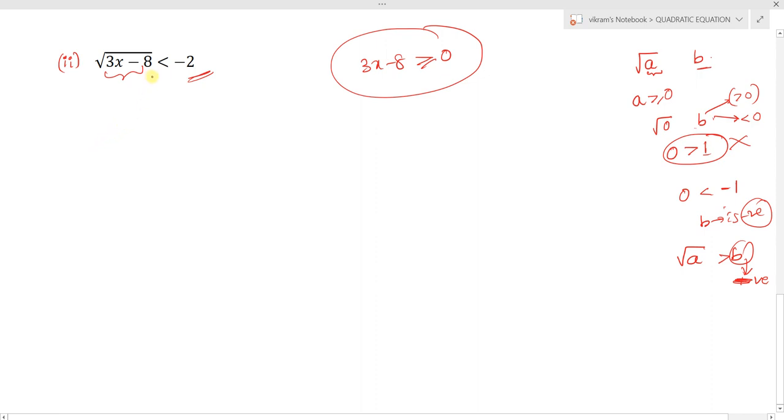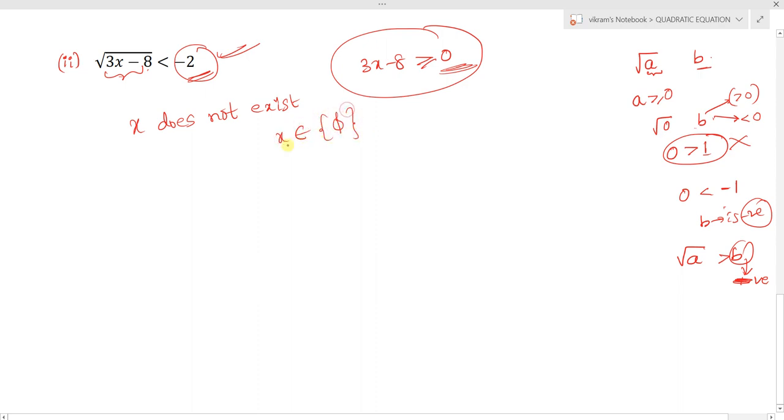The square root of a quantity is always positive. 3x minus 8 is always greater than or equal to 0. But in the question he has given that it must be negative. The square root of a quantity cannot be less than a negative value. It is always greater than or equal to 0. So that means for this problem, the values of x do not exist. So x does not have any solution.